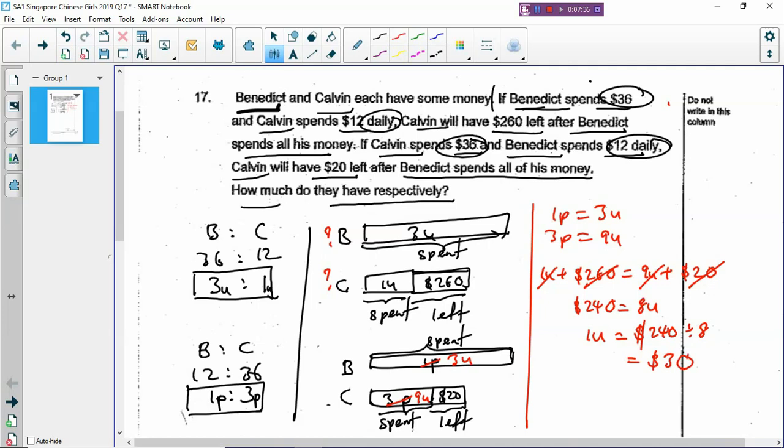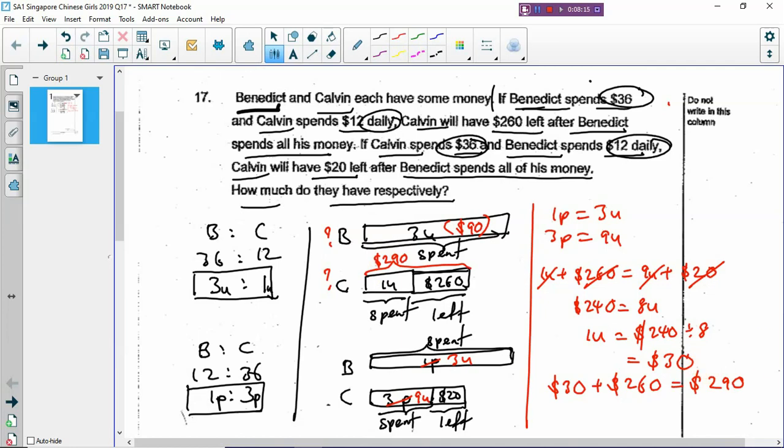So how much do they have respectively? Okay, then we can solve already. So Benedict must have 3 units, which is 30 times 3. So that will be 90. So Benedict has $90. And how about Kelvin? Kelvin will be 1 unit plus $260. So Kelvin is 1 unit plus $260. So Kelvin has $290, which is over here. So that will be 290, and you solve the problem, right?